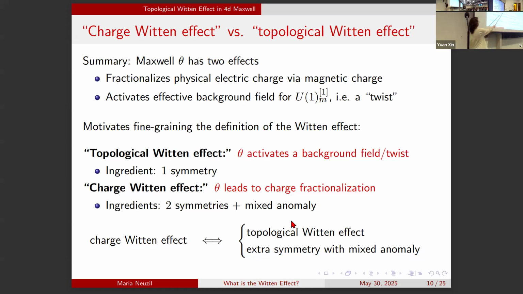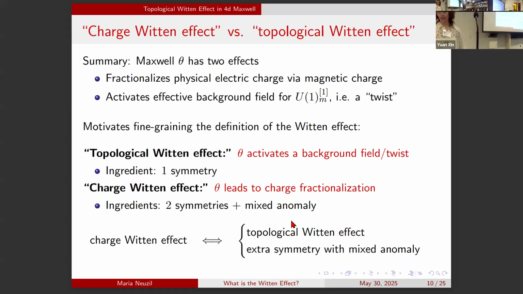All you needed for that was just the magnetic symmetry to discuss the charges and the twists. Then what I'm now calling the charge Witten effect, or the standard Witten effect, is the usual understanding that theta leads to charge fractionalization. But for that, you need two symmetries and they need a mixed anomaly in order to see that additional effect. So the interesting thing is that you could have the topological Witten effect, but not necessarily have the charge Witten effect. It just depends on whether you have these other ingredients.